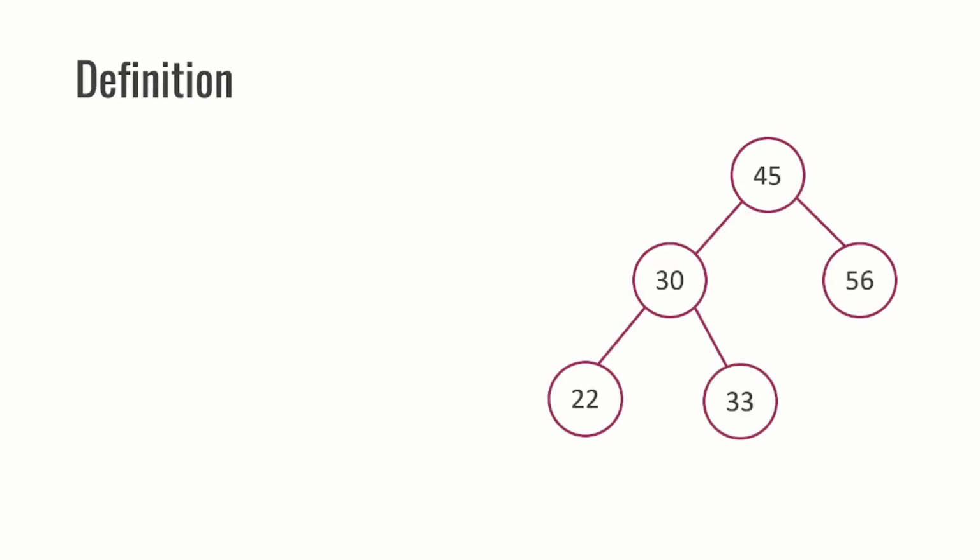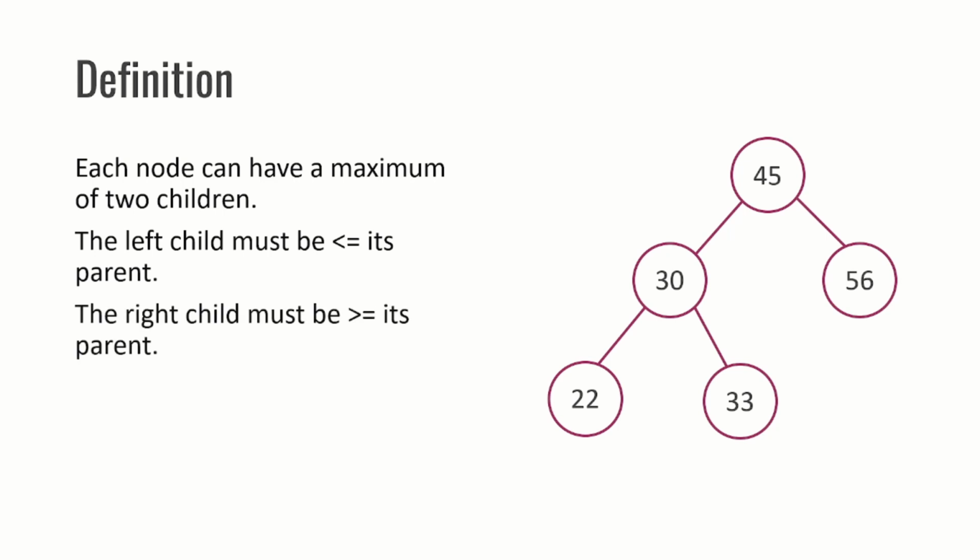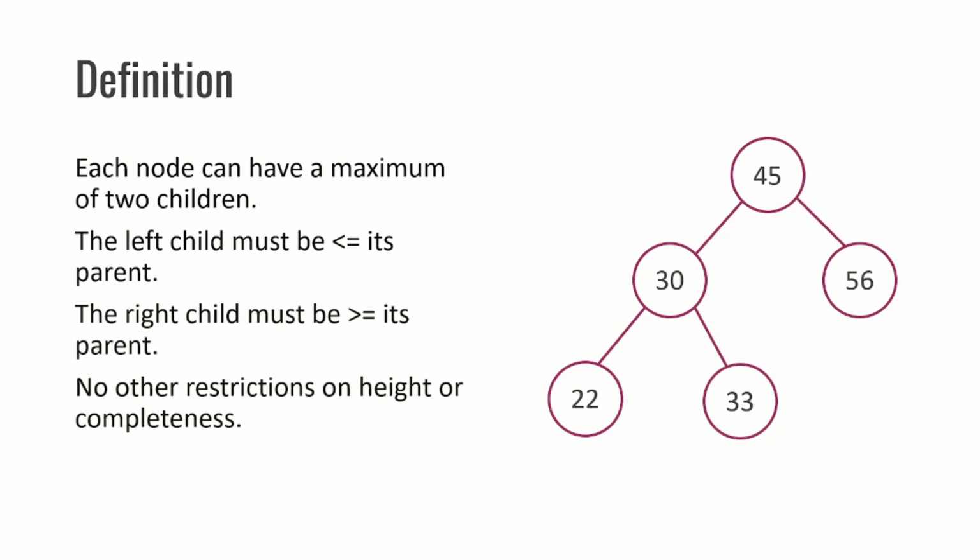The definition first: it's a binary tree, so each node can have a maximum of 2 children. However, the left child must be less than or equal to its parent. The right child must be greater than or equal to its parent. And there are no other restrictions on the height or the completeness of the tree.